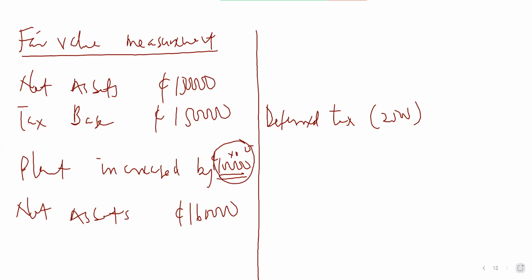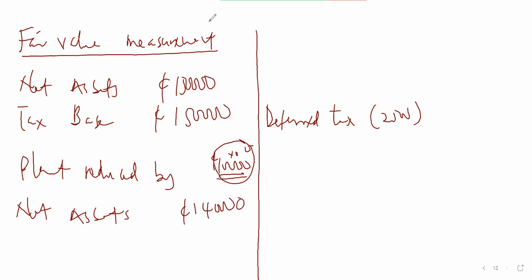It can also happen that the value of the asset has now reduced by 10,000 at acquisition. What will be the new value of the asset? 140,000. And the difference will now be what? 10,000. There will be a deferred tax implication on the loss, isn't it? Yes. So you multiply by 0.25.